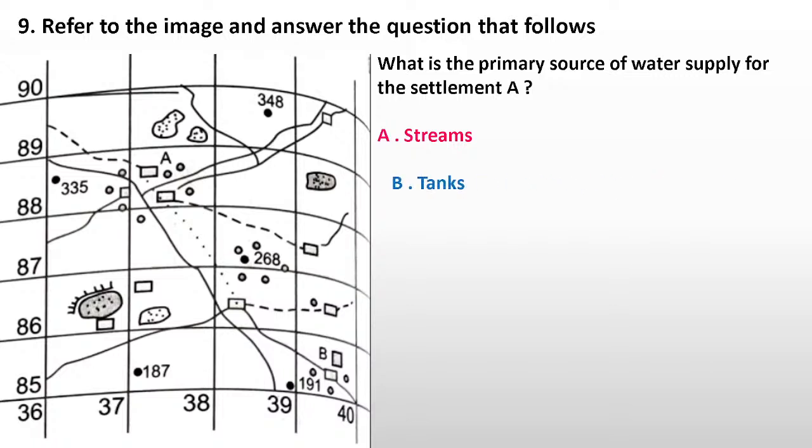And your options are A. Streams, B. Tanks, C. Perennial lined wells, D. Aqueducts.